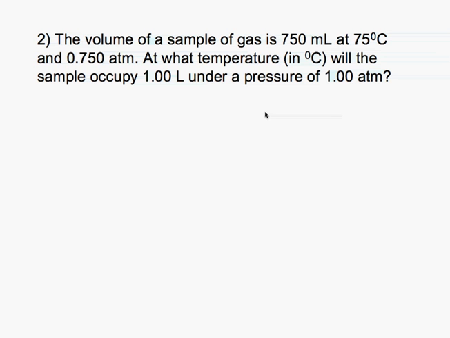Take a look at this problem. The volume of a sample of gas is 750 milliliters at 75 degrees and 0.75 atmospheres. At what temperature in degrees Celsius will the sample occupy 1,000 milliliters, 1 liter, under a pressure of 1 atmosphere?